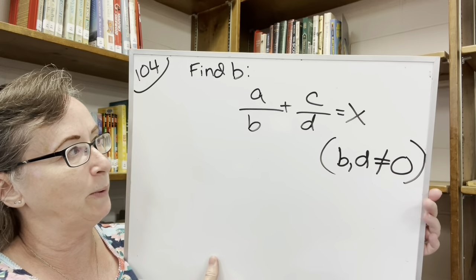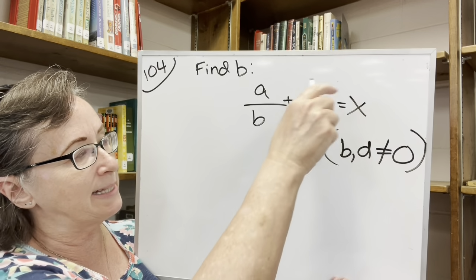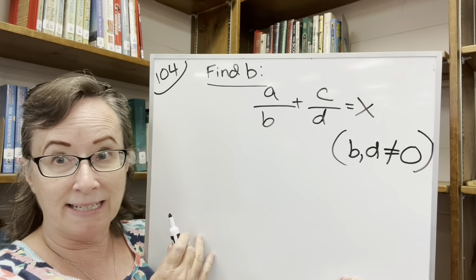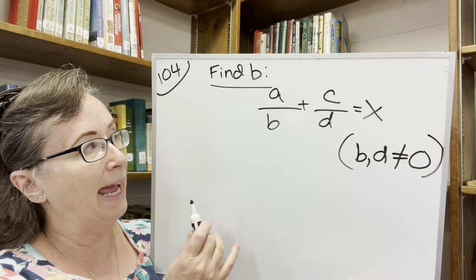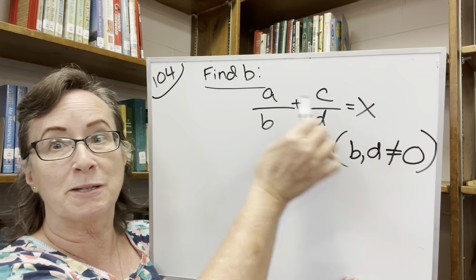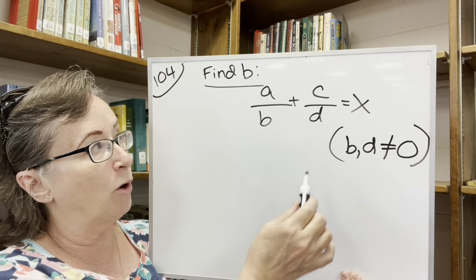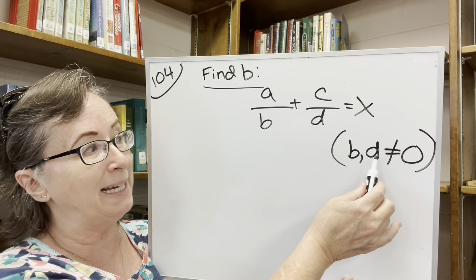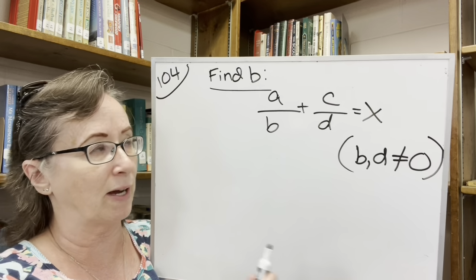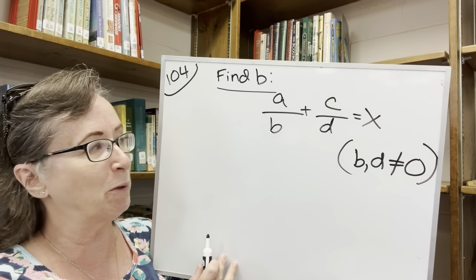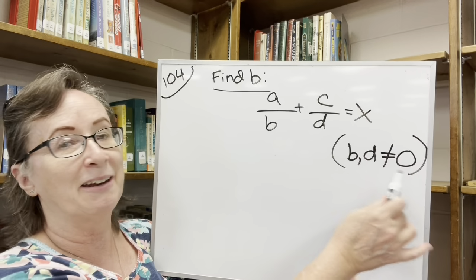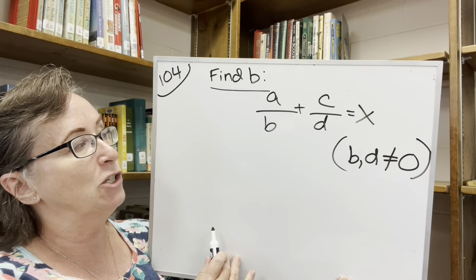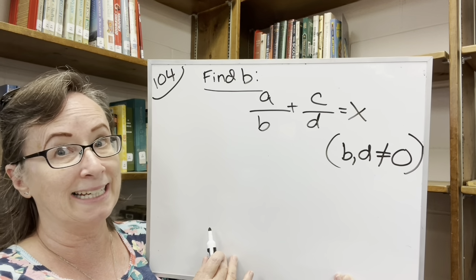All right, so here we have a over b plus c over d equals x, and we're supposed to find b. We're glad they tell us because we certainly can't find everything, and we're going to find b in terms of all the other variables. So notice that b is in the denominator and d is in the denominator. So they start out with bd cannot be 0 because we know we can't divide by 0. And when we finish, we will put our new denominator cannot be 0 so that we are continuing what they started here.